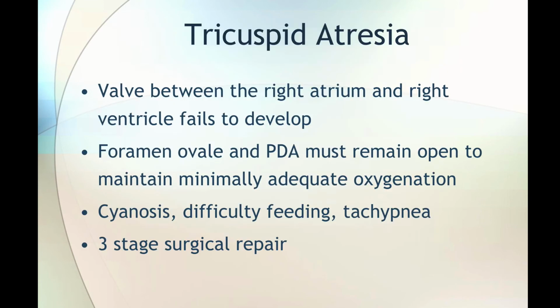Okay, tricuspid atresia. So the valve between the right atrium and right ventricle actually does not exist. So the only way this child is having any blood flow at all is through an ASD. The foramen ovale, which, if it stays open, we call it an ASD, and the PDA, these two things must stay open, or this child will not be able to oxygenate at all. So this child will probably get PGE to help keep that PDA open.